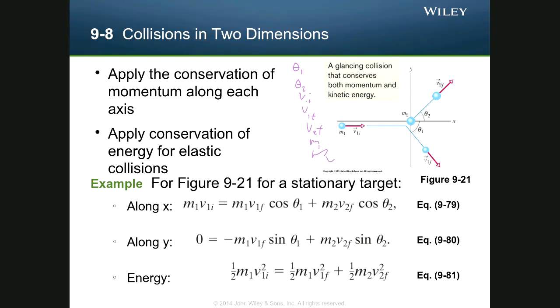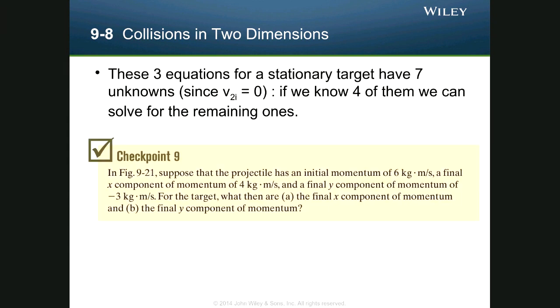But we only have 3 equations, right? So if we have 7 unknowns and 3 equations, we must know 4 of them in order to get a solution. So you always want to work out how you can have 4. And in fact, for a non-stationary target, there are 8 of them, so you must know 5.